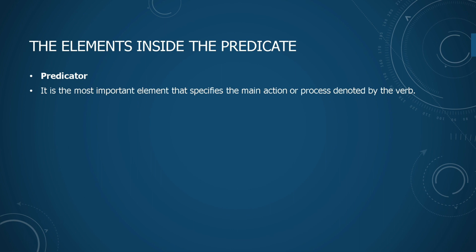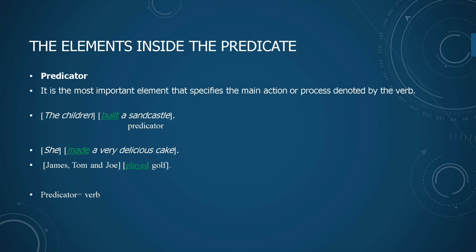However, I can say there are different opinions about predicate. Some of the linguists assume that the predicator equals the verb, while some others assume that the predicator is the verb phrase. So let's consider these examples. The children is the subject, built a sandcastle is the predicate, and the predicator as well according to some resources. Or we can say built alone is a predicator.